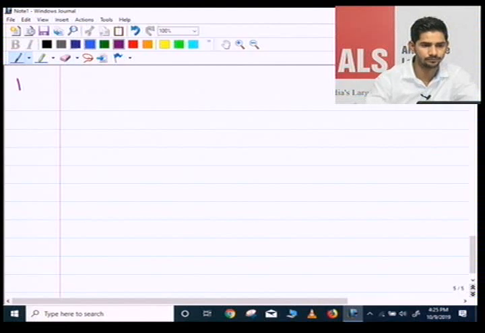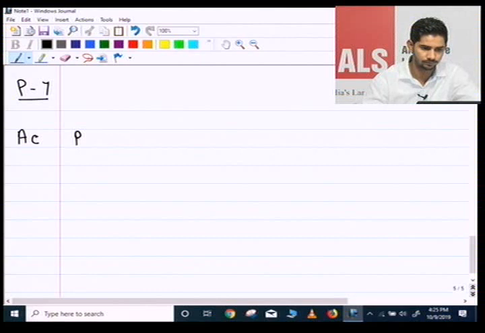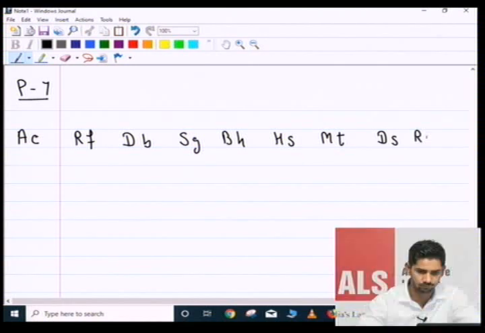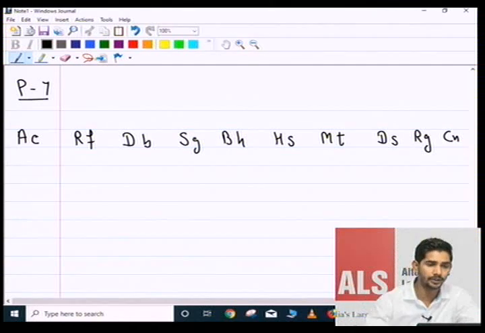Period number 7, which is the last period of the D block. Okay. Guys, you can copy this one along with me. Okay. So these are the elements over here. Now you can remember these elements.